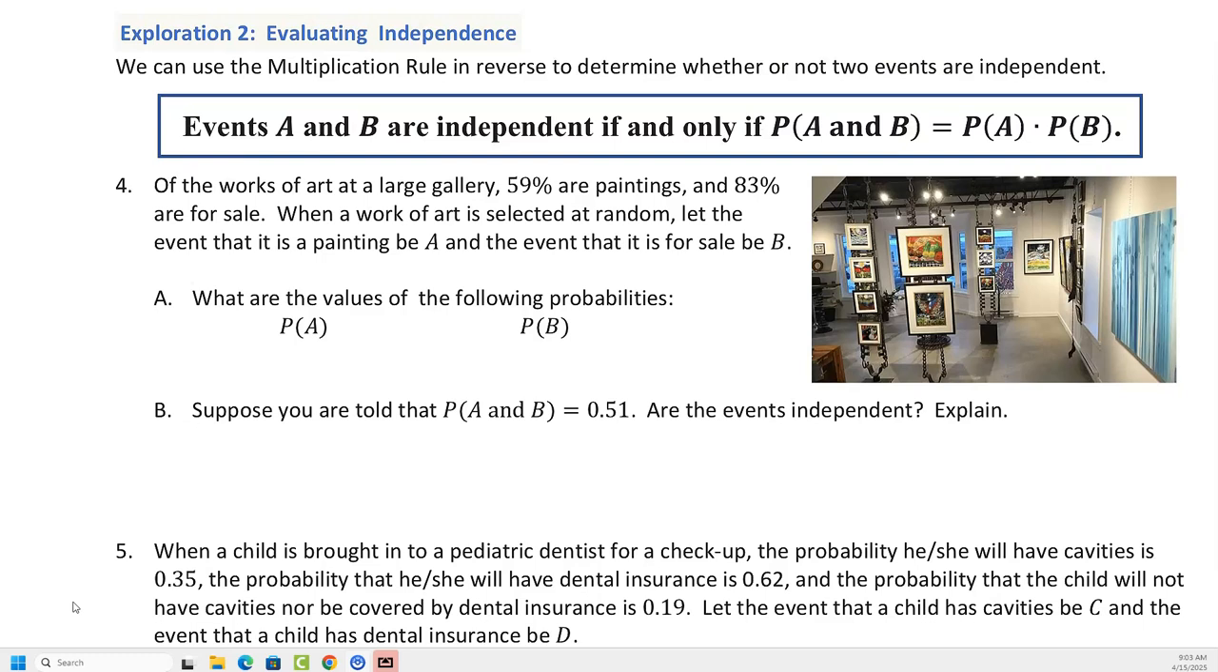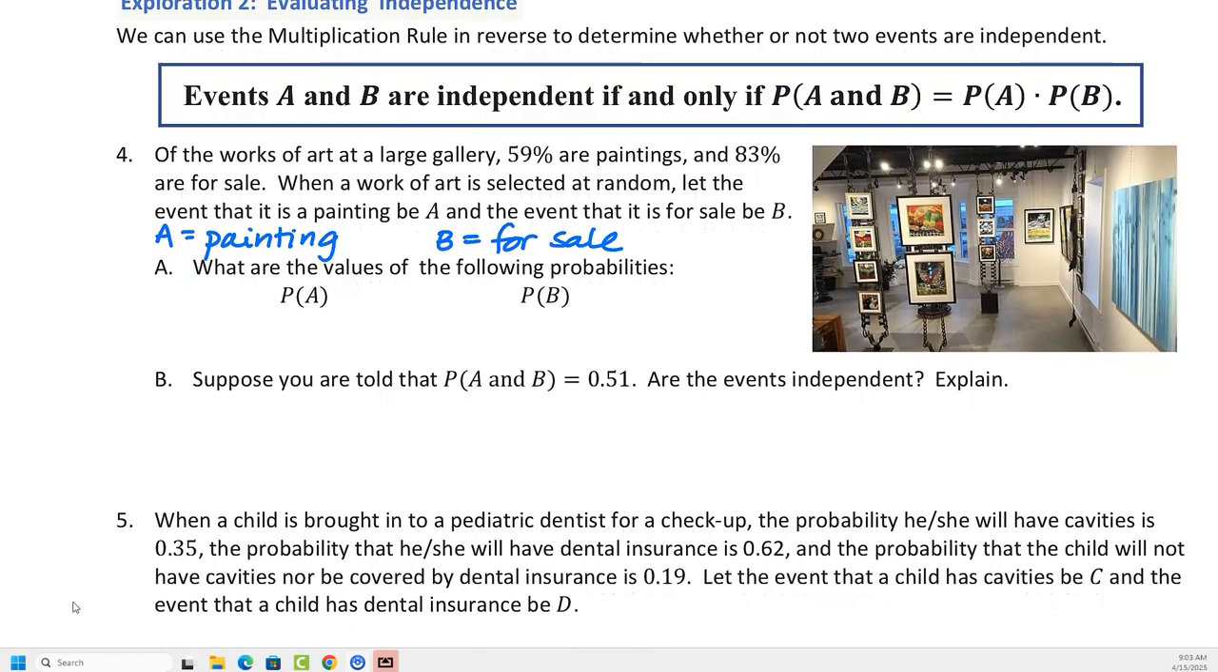Number 4 says, of the works of art at a large gallery, 59% are paintings and 83% are for sale. When a work of art is selected at random, let the event that it is a painting be A and the event that it is for sale be B. So let's just write that out here so we have it down below. A will be equal to a painting, and B is that it's for sale.